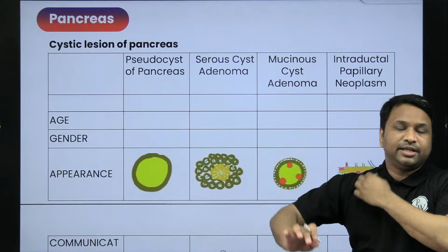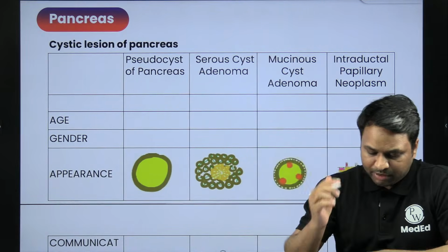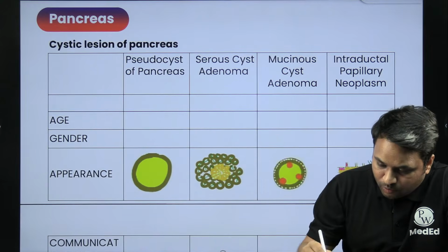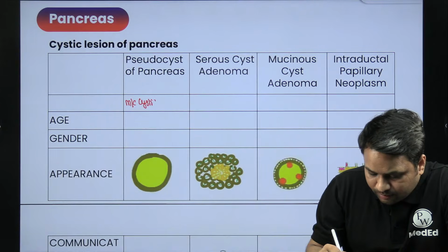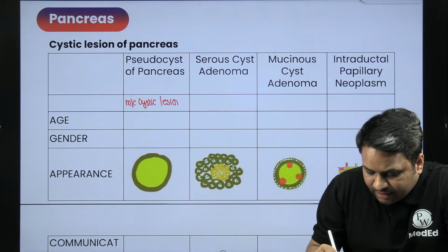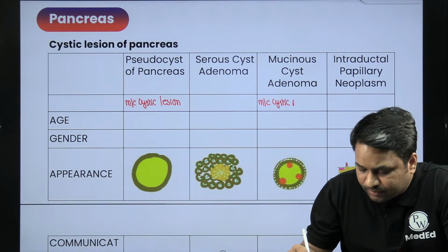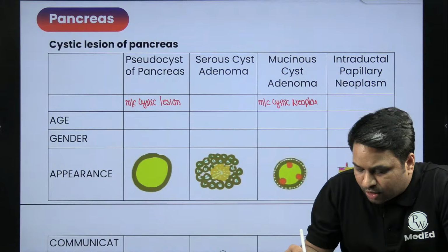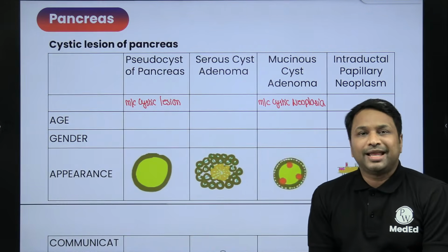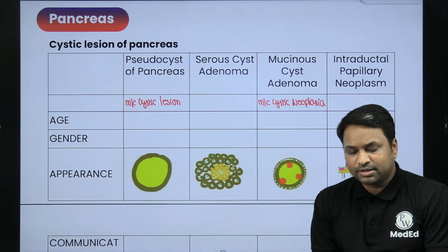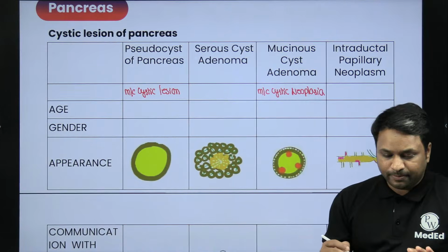Now, when we talk about the cystic lesion of pancreas, you have the pseudocyst, the serous cyst, the mucinous, and the IPMN. The most common cystic lesion of pancreas is pseudocyst, but the most common cystic neoplasm is different, because pseudocyst is not a neoplasia, it's a cystic lesion. A pseudocyst is a fluid-filled cavity not lined by epithelium. Mucinous adenoma is a true neoplasm that you are going to see.